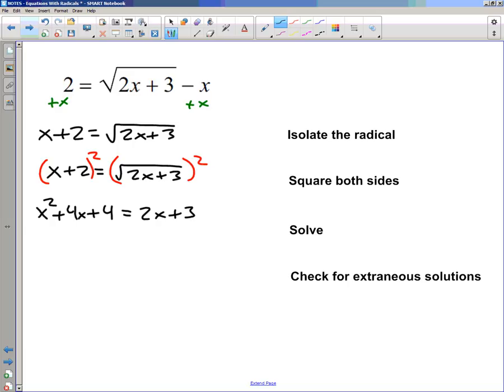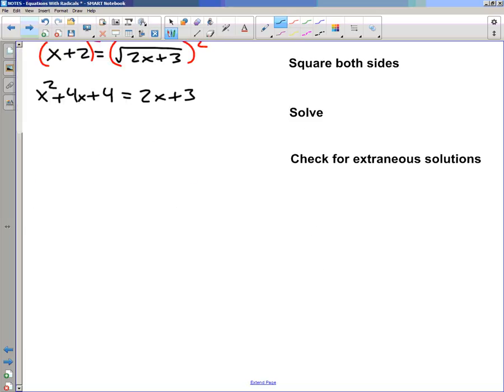Okay, from here we can go ahead and solve. Now this is a quadratic equation. I know because it has an x squared in it, so I want to get a 0 on one side of the equation first. So let's start by getting a 0 over here. Let's get rid of this 2x and this 3 by subtracting both from both sides. Now I've got x squared plus 2x plus 1 equal to 0.